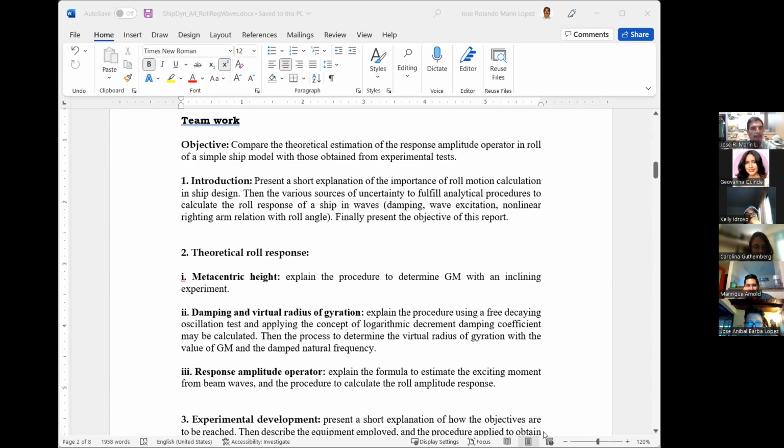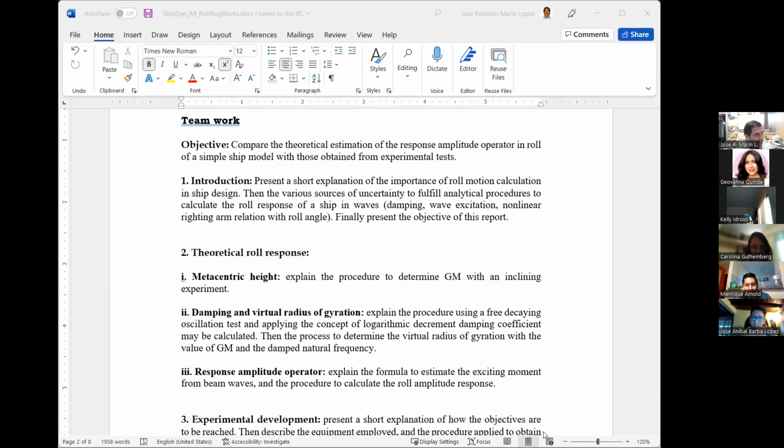Mr. Manrique, would you please read the objective? Sure. The objective: compare the theoretical estimation of the response amplitude operator in roll of the simple ship model with those obtained from experimental tests. So you have your individual work, theoretical. Now let's go to the experimental, and hopefully they will be close, hopefully.